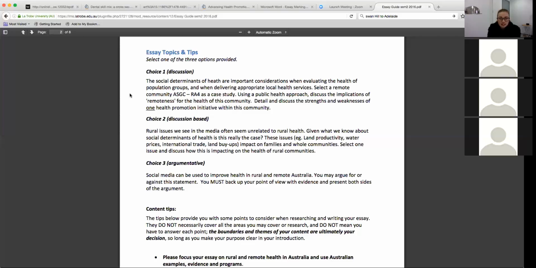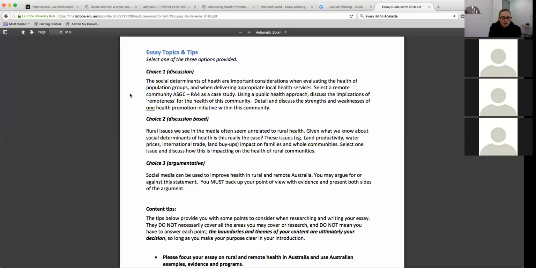So really, for this one, what you need to do is define your key terms in the introduction, as well as tell us what side you're on. So what is social media? Make sure you do have a definition of social media and what it is. Sometimes in previous years, I've seen people give me a definition of social marketing, which isn't the same.